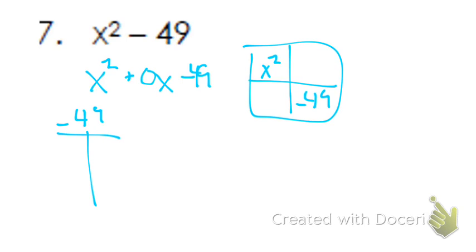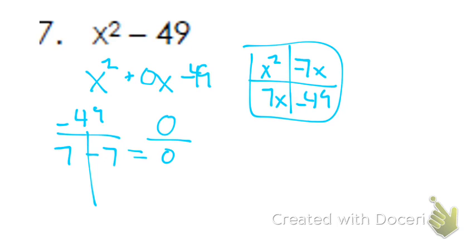List the factors of that. And so 7 times negative 7 is a factor of negative 49. That also adds to my middle term, which is 0. So this is what I would fill in here and here. You can list the other factors. There's pretty much only 2 more: 1 times negative 49 and negative 1 times positive 49.